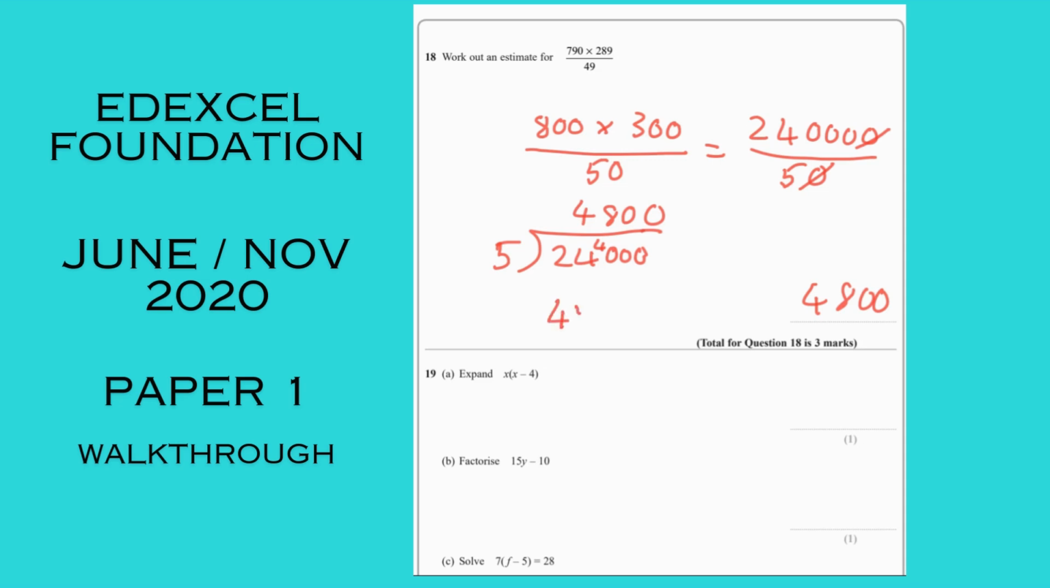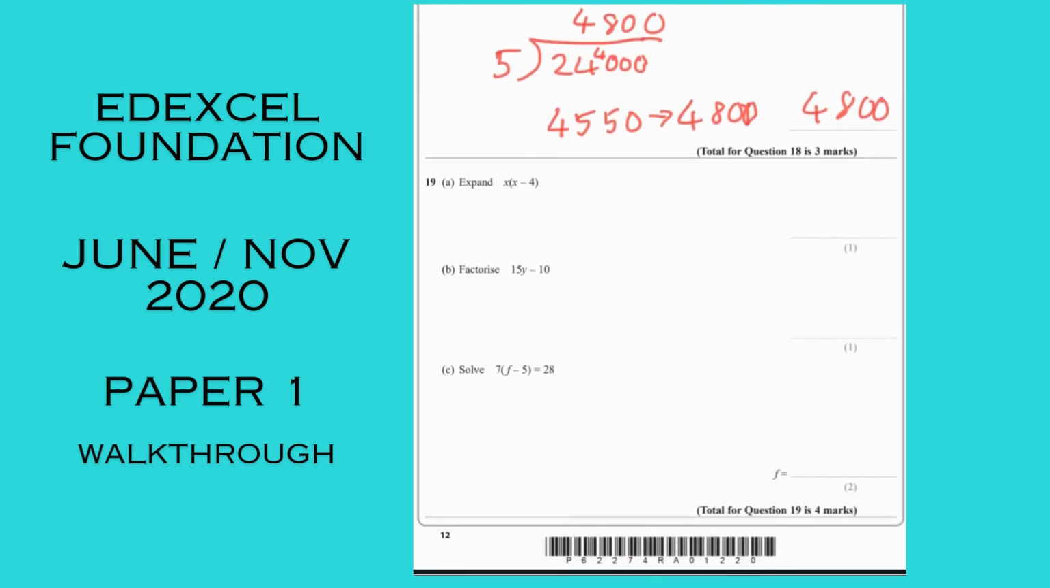The mark scheme allows 4,550 to 4,800 inclusive. But if you want above or one below, it's a no.